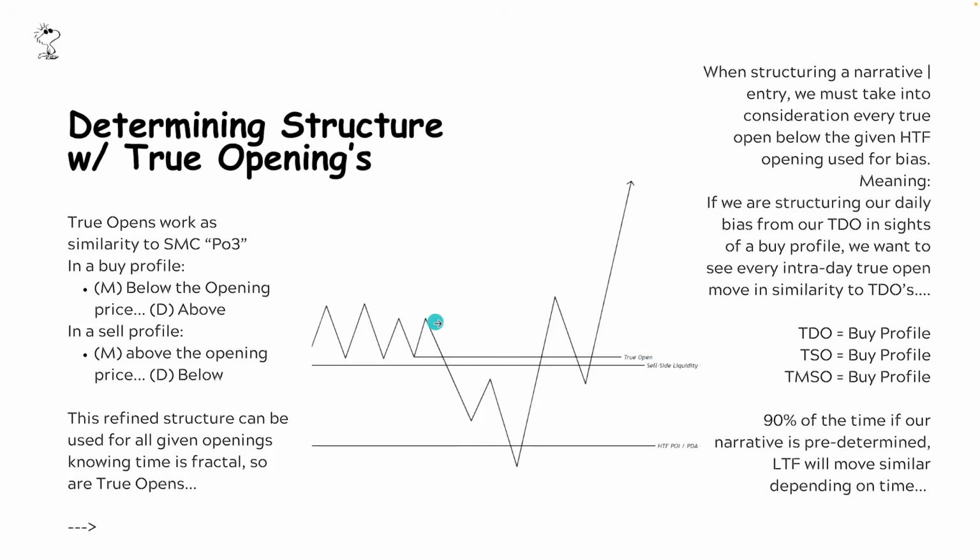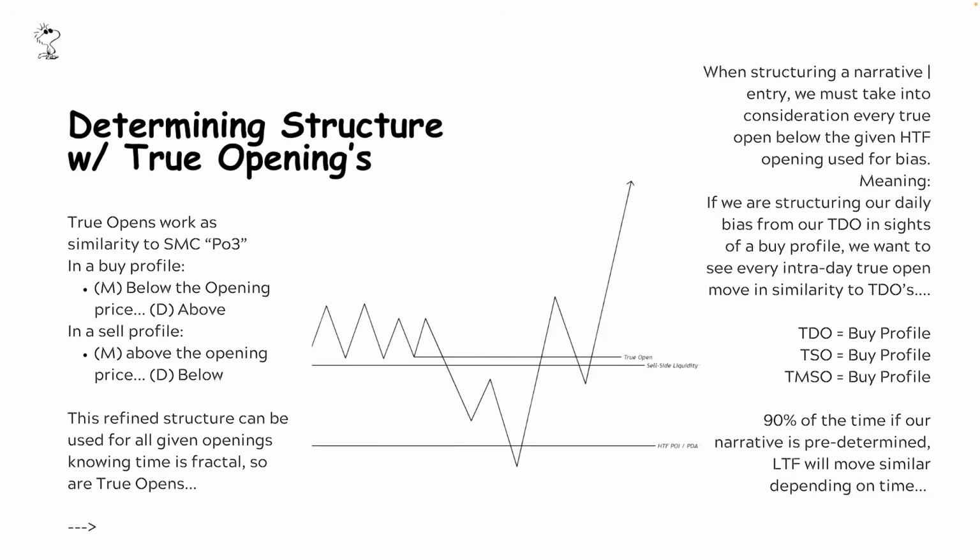Meaning, if we are dipping below true day opening to properly manipulate and then distribute, we want to make sure that between true day and our lower time frame fractal true opens, such as our true session and our true micro session coming into opening bell, for example, if you're a New York AM trader, just like myself, we want to make sure that they're all in the exact same format. Meaning, if we're expecting the day to be bullish, we want to make sure that our true session and our true micro session are all validated for bullish format. 90% of the time, if our narrative is predetermined to be bullish, lower time frame will move similar.